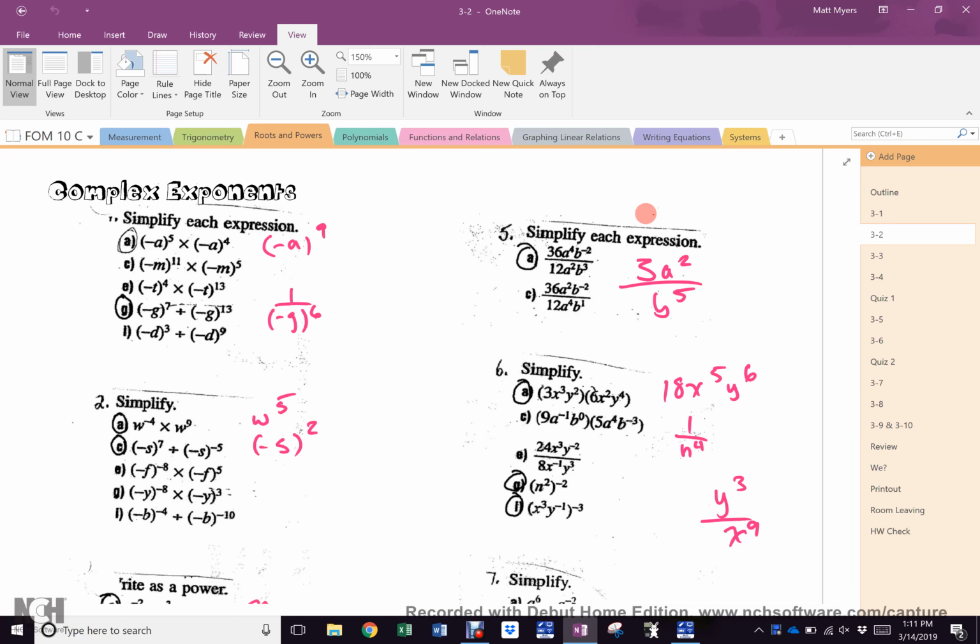Any questions about the top? 1, 2, 3, 4, 5, 6, 7, 8. Which one? 2C. Doesn't matter if that answer is in brackets? No, you need that answer in brackets because those brackets group the negative as part of it. So this would be negative S times negative S. So you need those brackets. Sometimes you don't, sometimes you do.